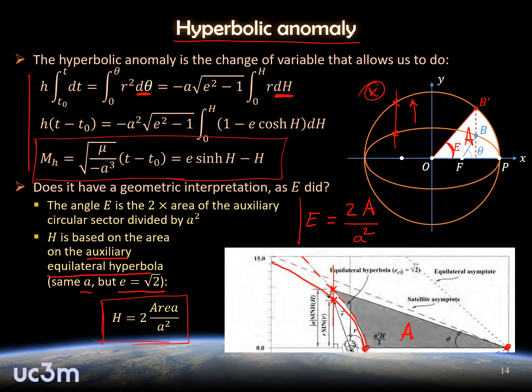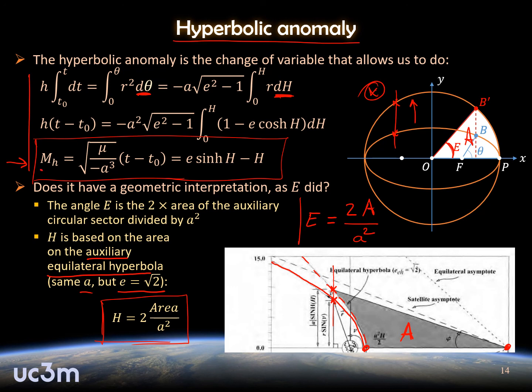Of course, for our day-to-day work in this course, we don't really need to remember that there is this geometric interpretation of the hyperbolic anomaly. We can think of it as the change of variable that allows us to solve the time problem, and we don't actually need to give it this interpretation.